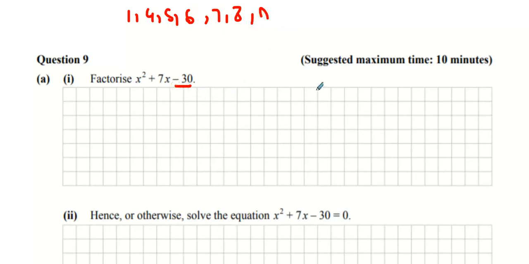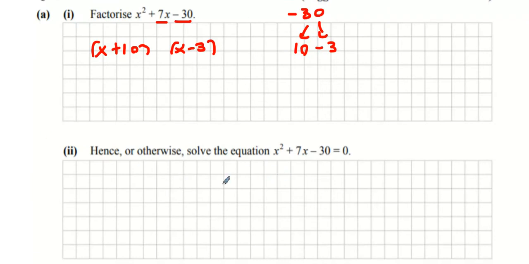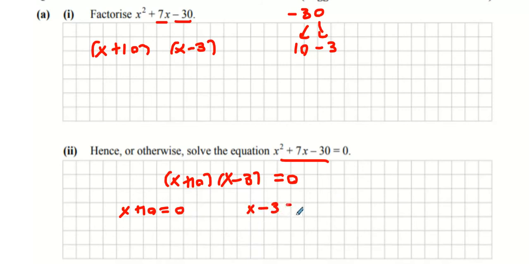Factorize this. Alright, two numbers that multiply to give me minus 30, but add to give me plus 7. That's going to be 10 and minus 3. So it's x plus 10 and x minus 3. Hence, otherwise solve the equation. Well, it's going to be x plus 10, x minus 3 equals 0. We just factorize it. Put the first one equal to 0. Put the second one equal to 0. Move over to 3. X equals 3, and x equals minus 10.